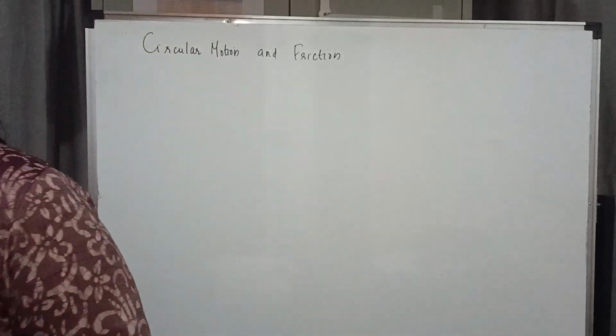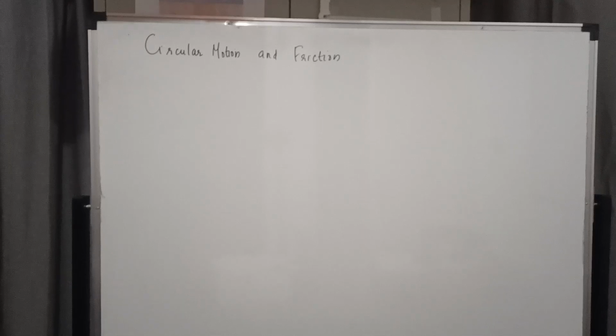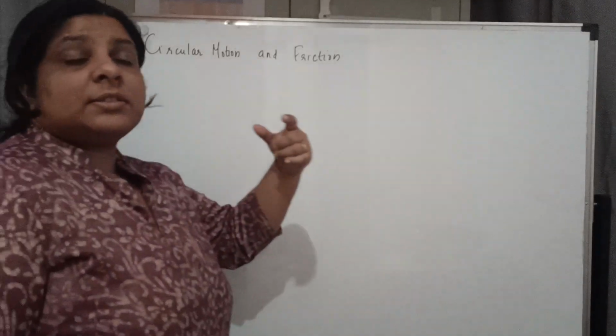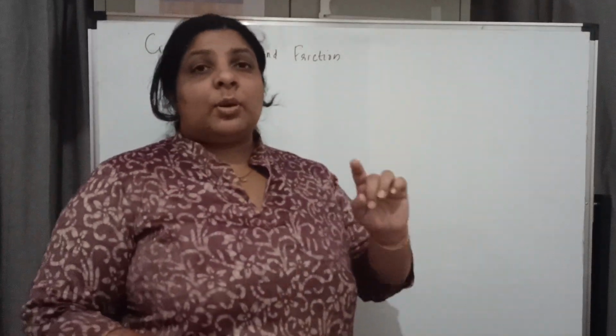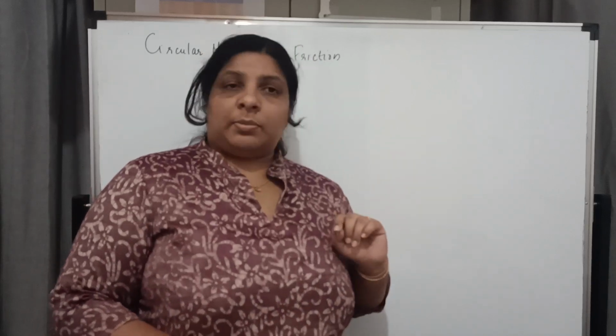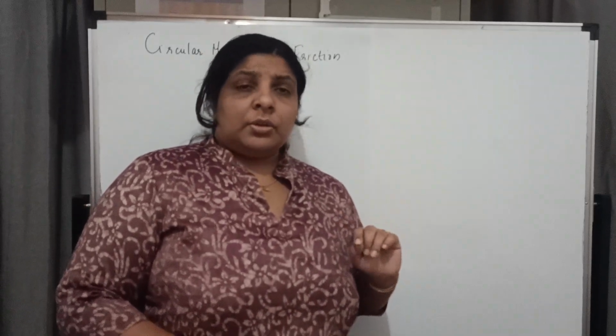So the next topic is circular motion. Circular motion is the motion along a circular path. If an object is moving in a circular path, we call it circular motion.